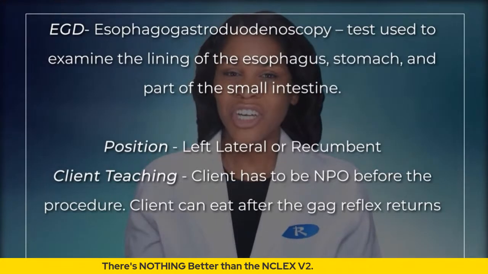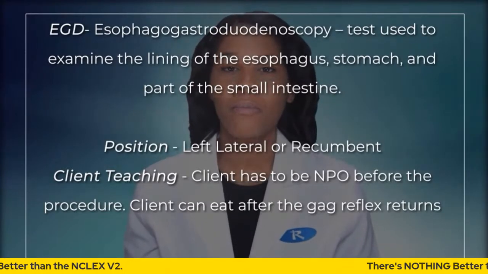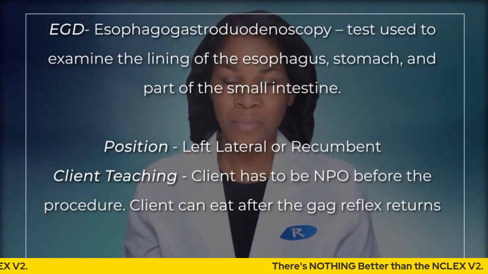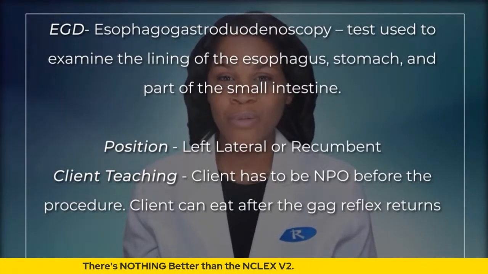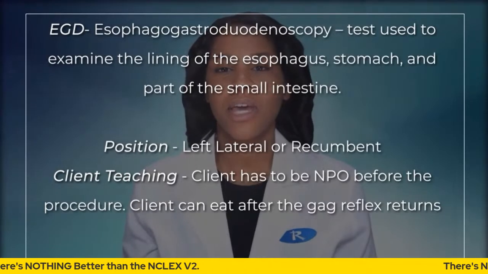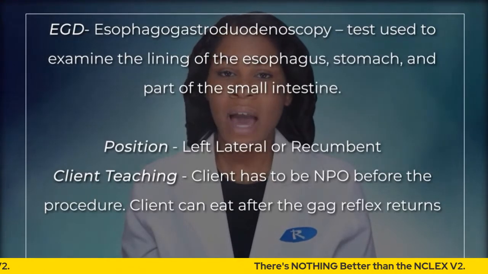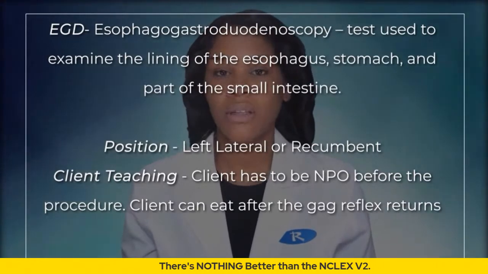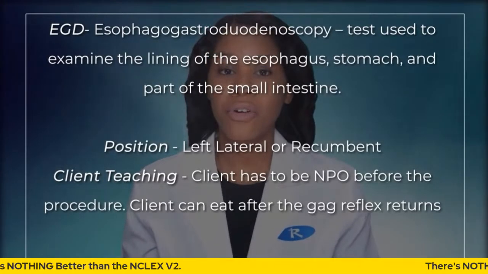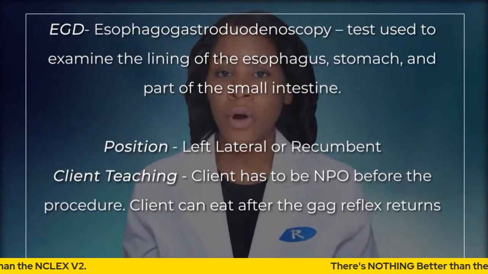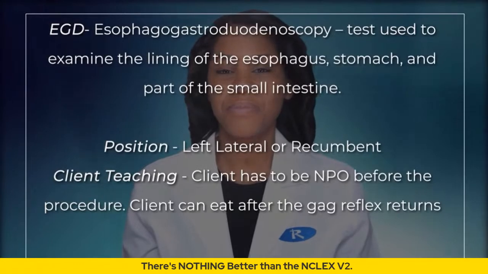The client teaching for the EGD is that clients have to be NPO before the procedure. And that only makes sense because in order for you to go down the throat, you have to be confident that the patient will not vomit or aspirate, and the chances of that will decrease if there is no food in the stomach. The EGD also takes about 30 to 60 minutes to be performed, but the client can go home the same day.